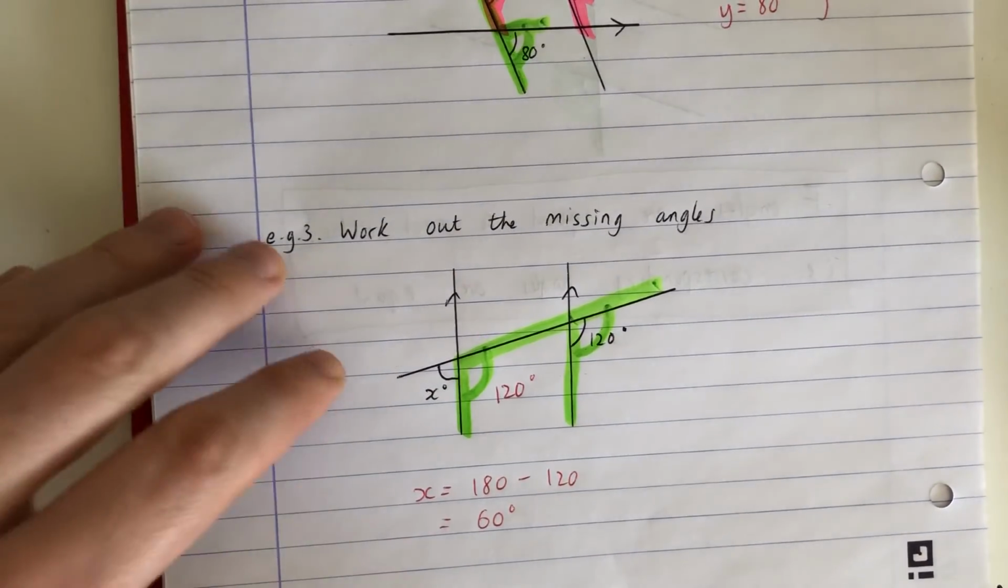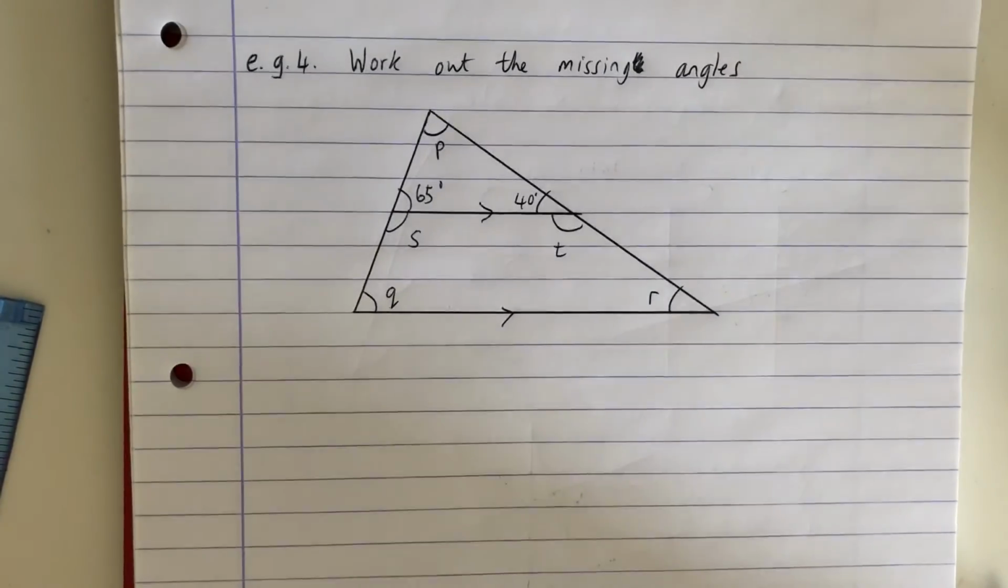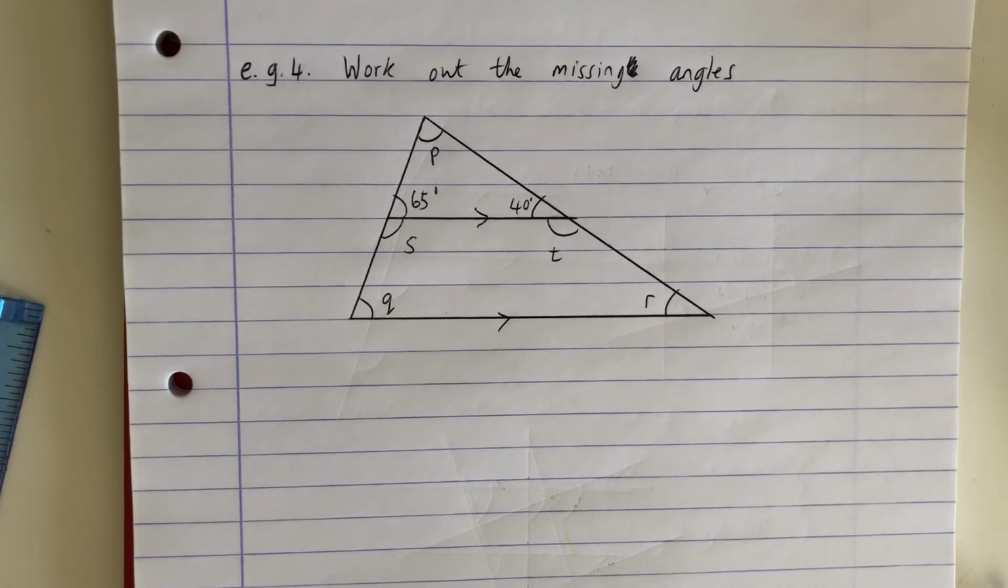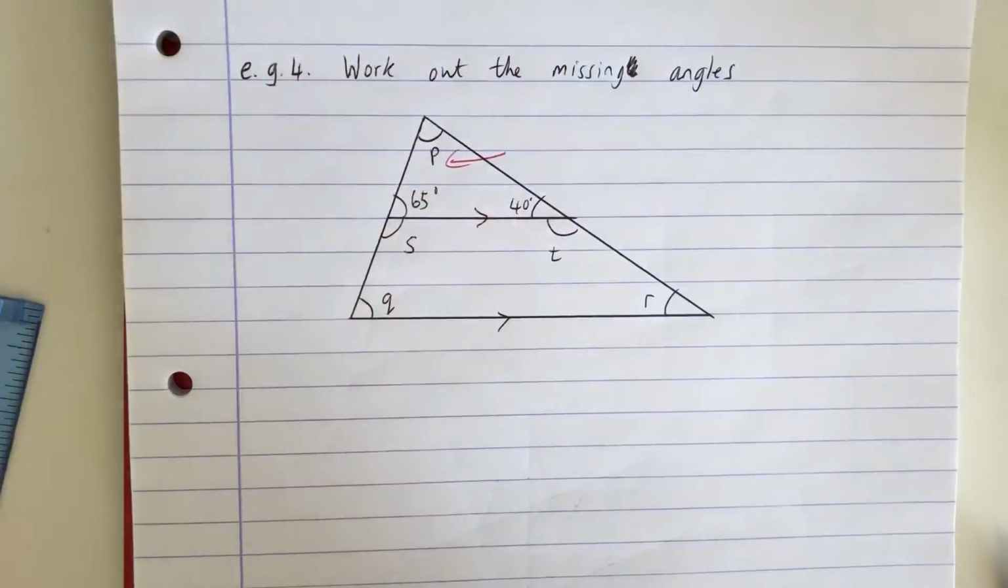Last chance to make this a little bit harder. So, example number 4. More complicated diagram, more angles to work out. Now, again, you're recommended to do this in alphabetical order. So, how on earth can you work out P? P, Q, R, S, T. So, we should work out P first. So, the angle P there.